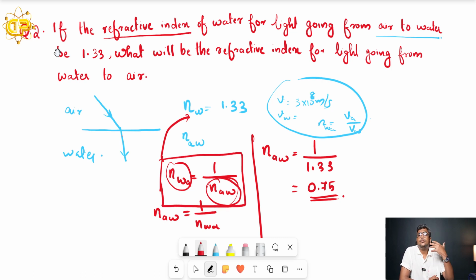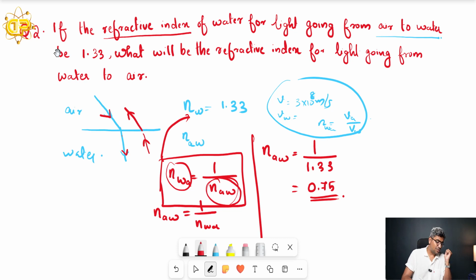Why? Because if two mediums are there and light moves from one medium to another, just take the reciprocal and you will get the refractive index of the other medium when it moves in the opposite direction. The first one is air to water, and the second one is water to air. Okay, this is the case. Just pause the video and see whether you got the concept. It's so simple, so direct, and you will get an easy 1 or 2 marks for this particular question.